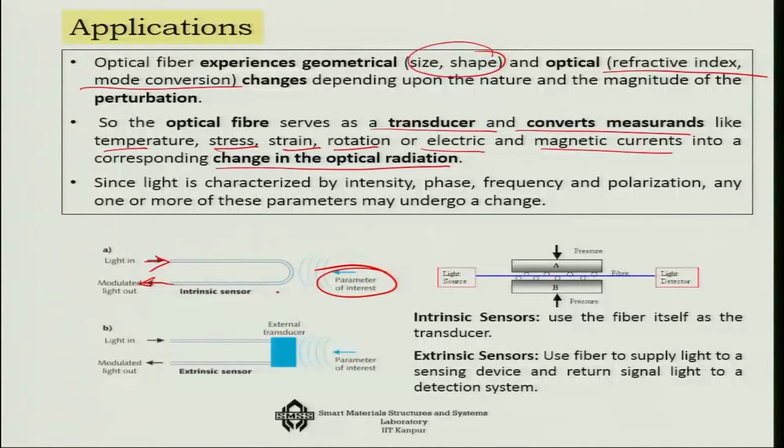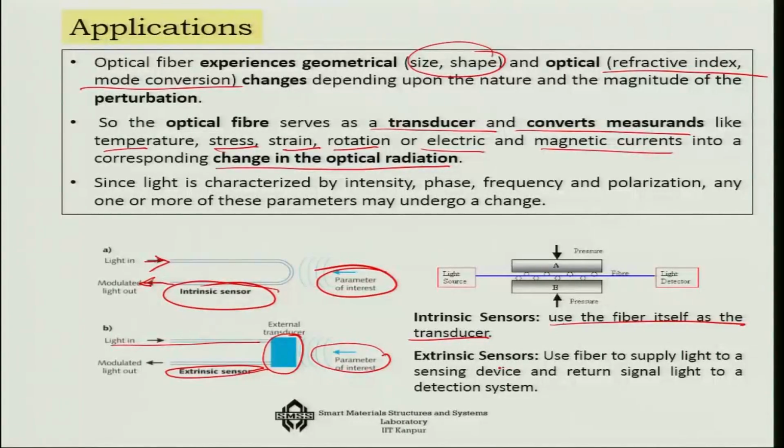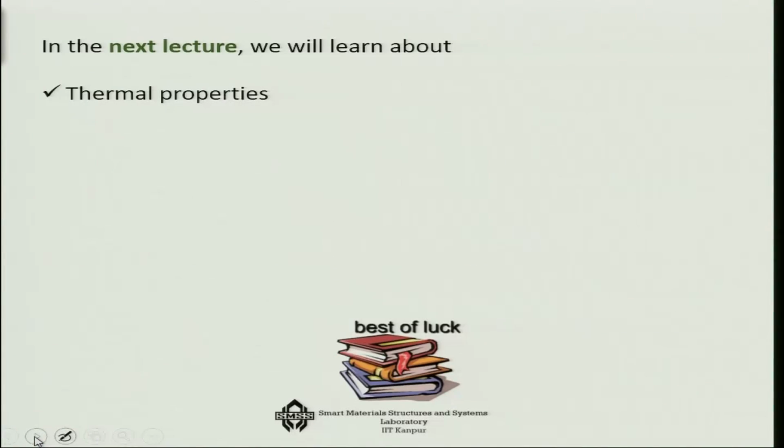As a result, this will become an intrinsic sensor. The other thing is that you take the light in and there is an external transducer which notes the change, and you get it back again, which is the extrinsic sensor. So, these are the two types: the intrinsic sensor, where the fiber itself is used as a transducer, and the extrinsic sensor, which uses fiber to supply light to a sensing device and return signal light to a detection system. These are the two different types of applications of optical fiber.